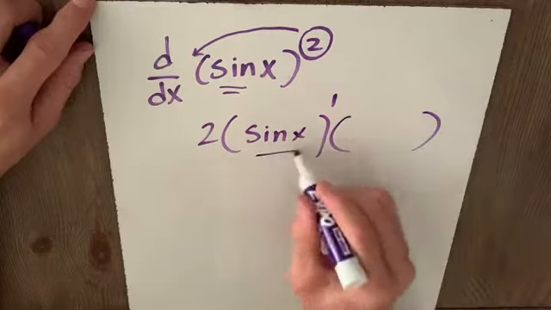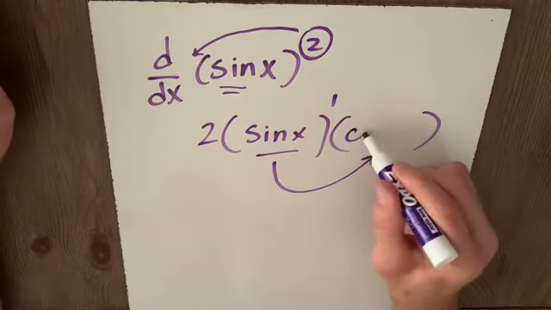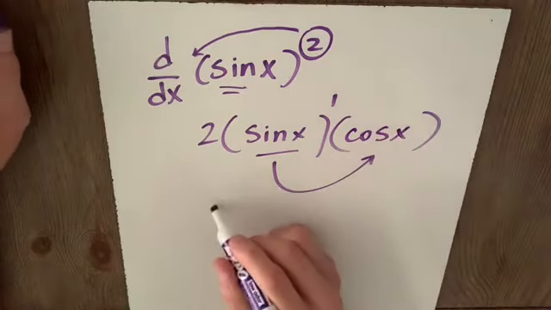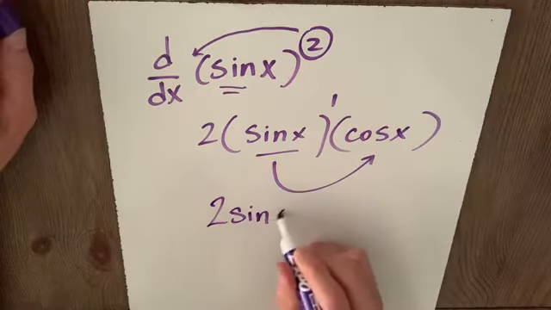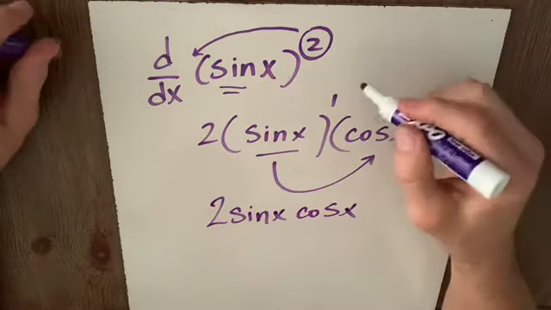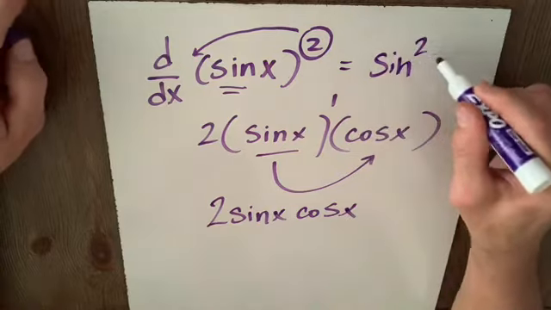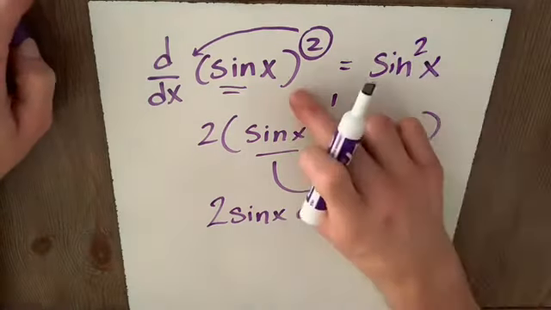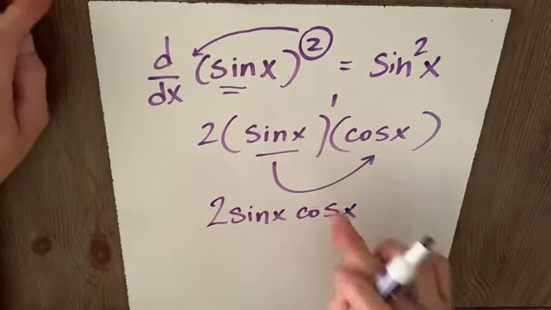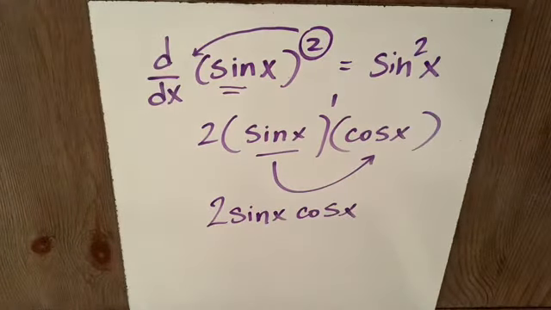Now the chain rule says take whatever's in parentheses and tag on its derivative, which of course is cosine x. So this gives us 2 sine x cosine x. If I had given you originally that the original equation was sine squared x, you can convert it to this and then take its derivative. I'm just reminding you, sine x, the whole thing squared, is usually written like that.